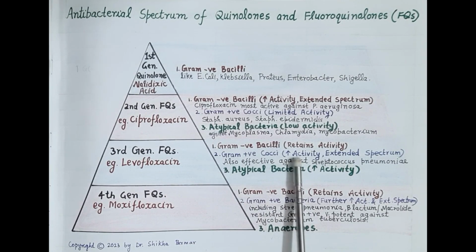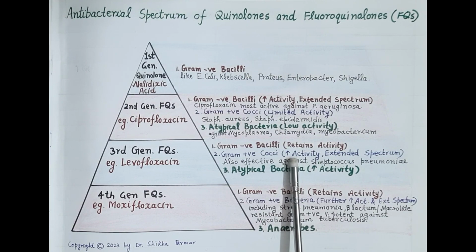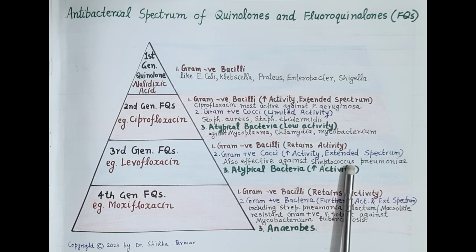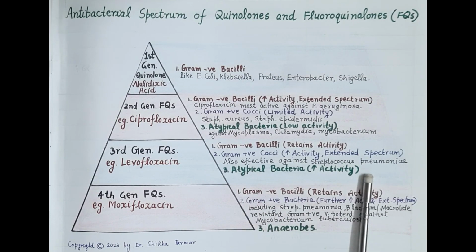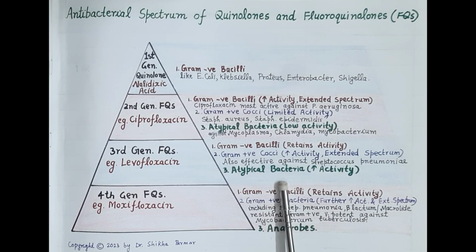Now, levofloxacin retains activity against gram-negative bacilli, but it is less effective against Pseudomonas. Now, it shows increased activity and is effective against a broader and extended range of gram-positive cocci. It is also effective against Streptococcus pneumonia. Now, levofloxacin has good intracellular penetration. It reaches inside the body cells and it shows improved activity against atypical bacteria.